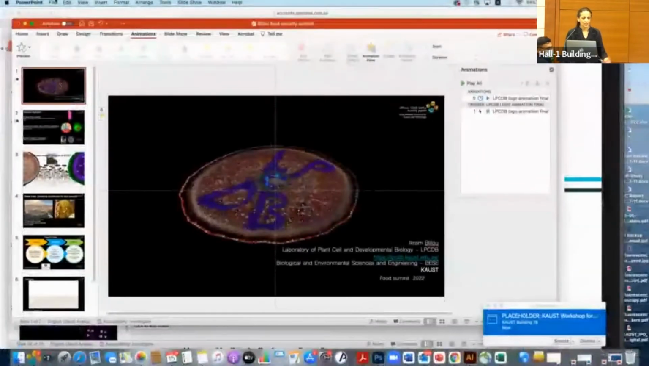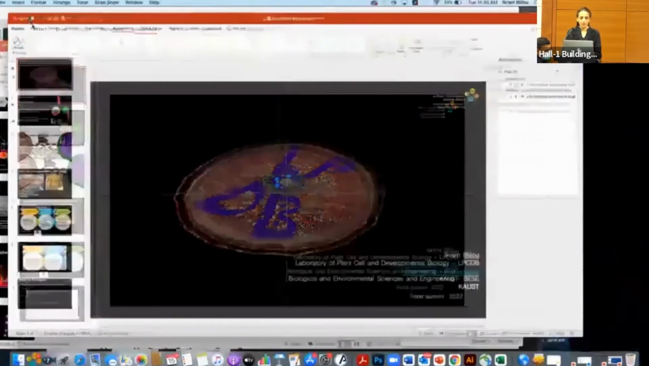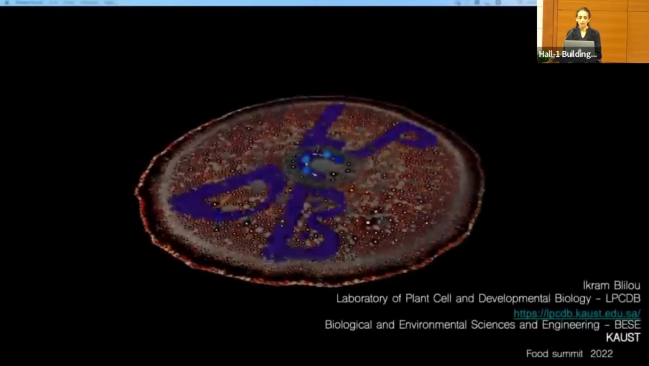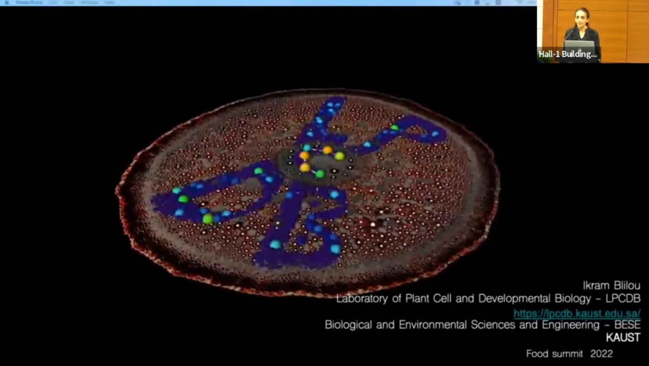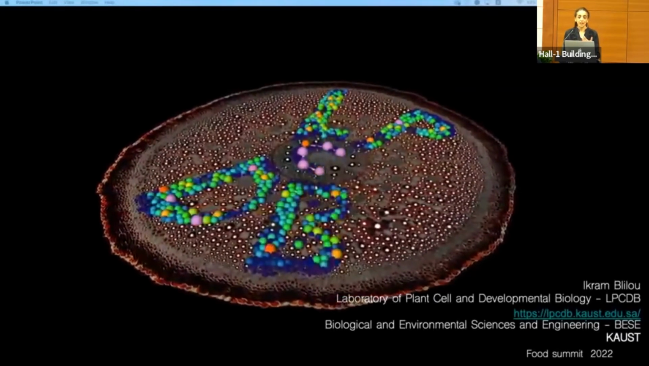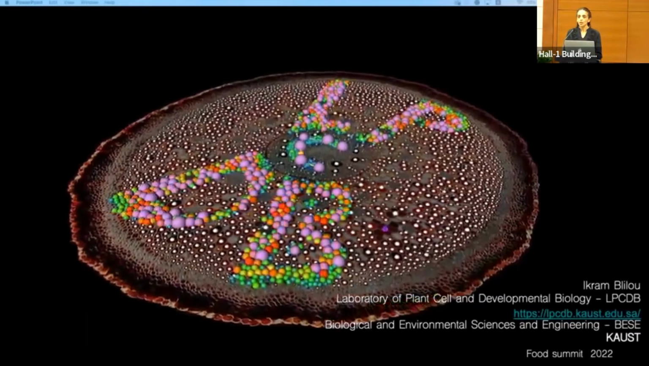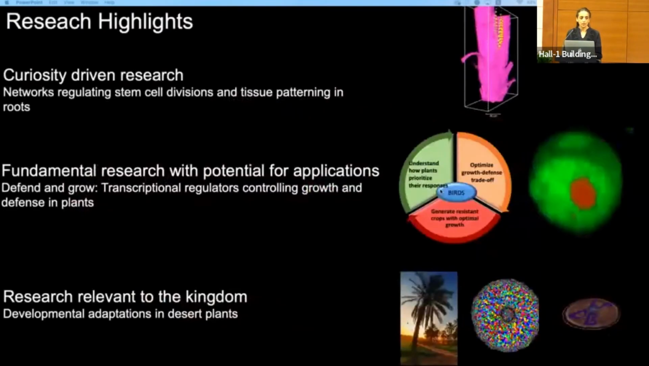Before starting, I would like to make a kind of observation. It's a great summit, and it's very important that we are looking for sustainable solutions for food security. But we should not forget that we also have to go to the basics, and the basics would be science. So how do we combine science and maintain the long-term goals to achieve this sustainable food security?